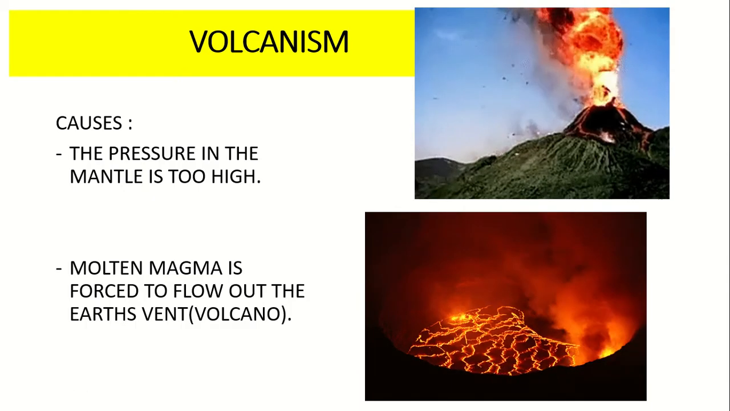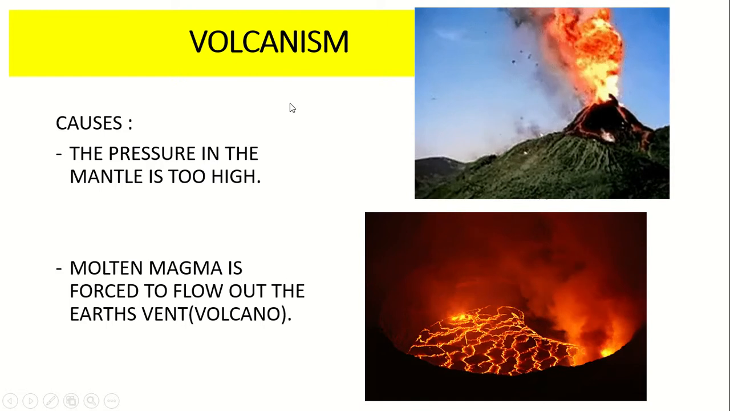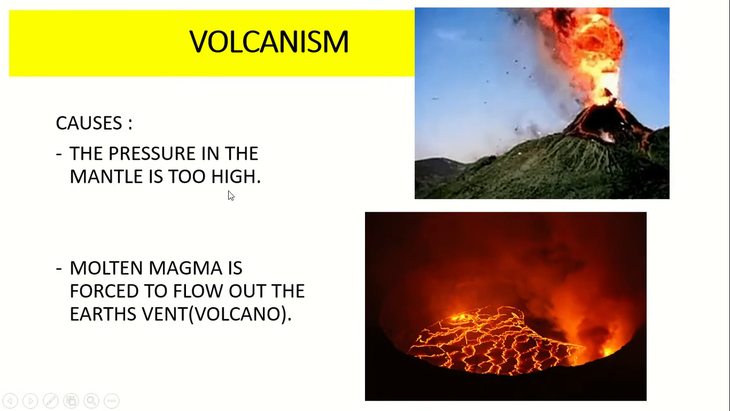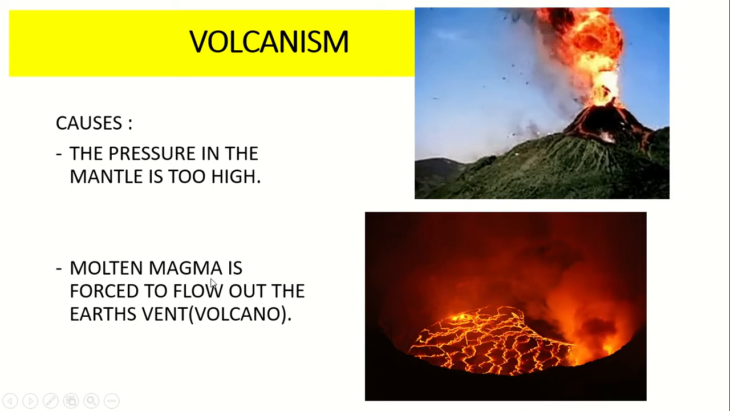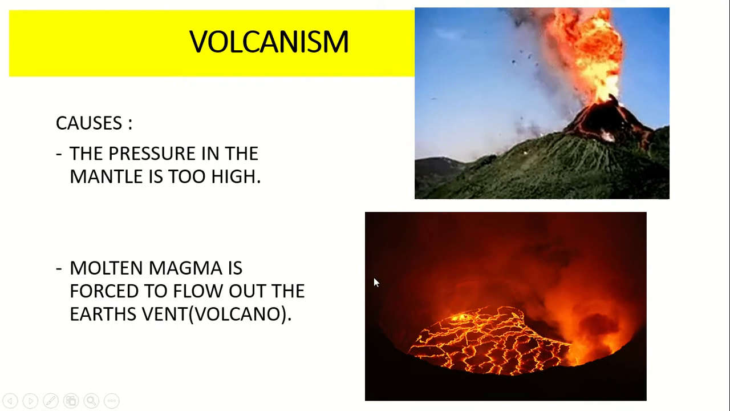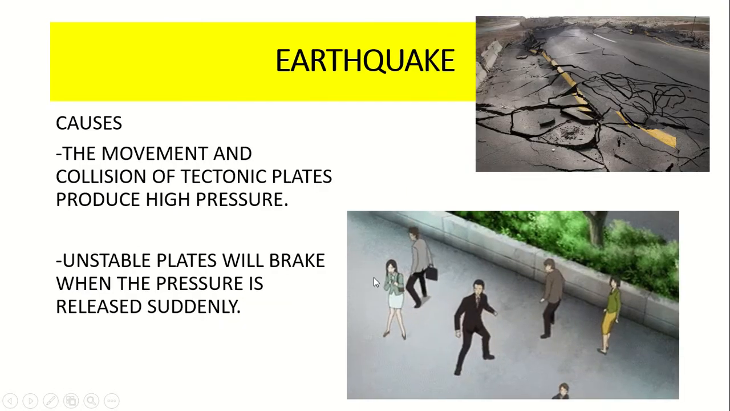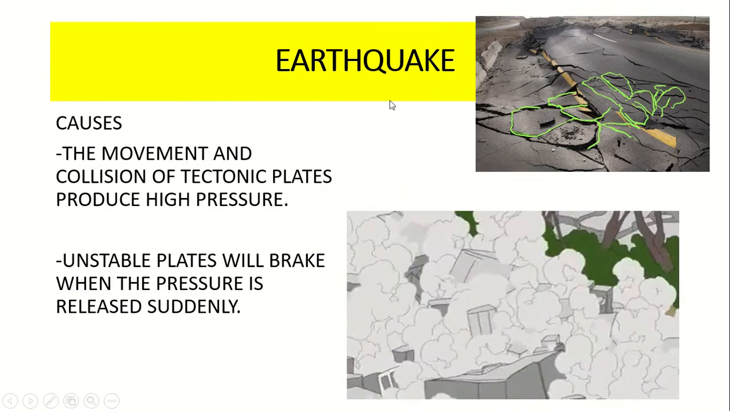So, for volcanism, the cause of volcanism is that the pressure in the mantle is too high. Tekanan di dalam mantle terlalu tinggi. So, molten magma is forced to flow out of the earth. So, dia akan keluarkan magma. Okay, next adalah untuk earthquake.